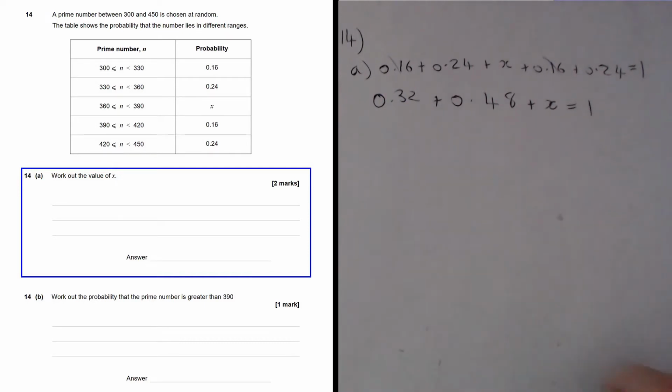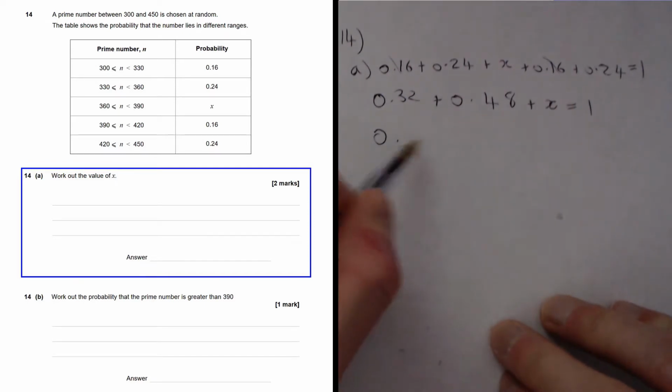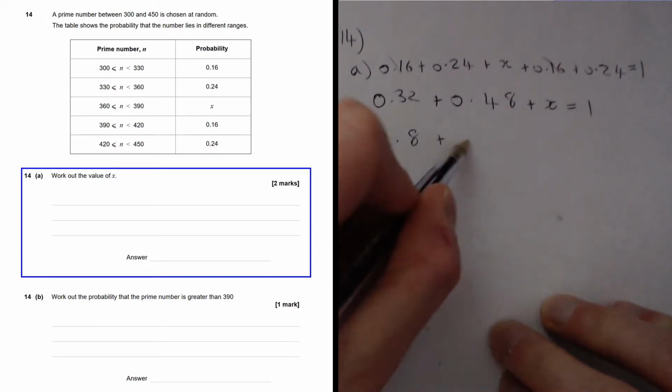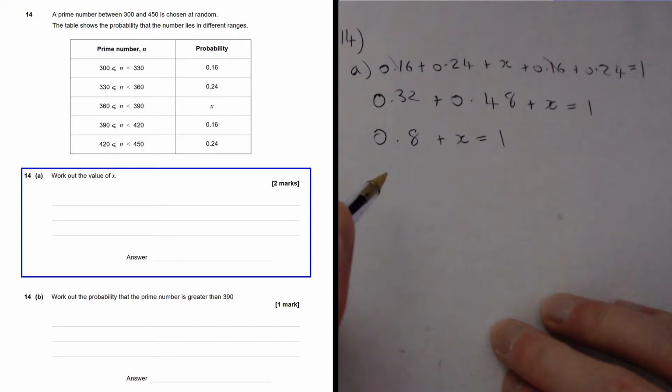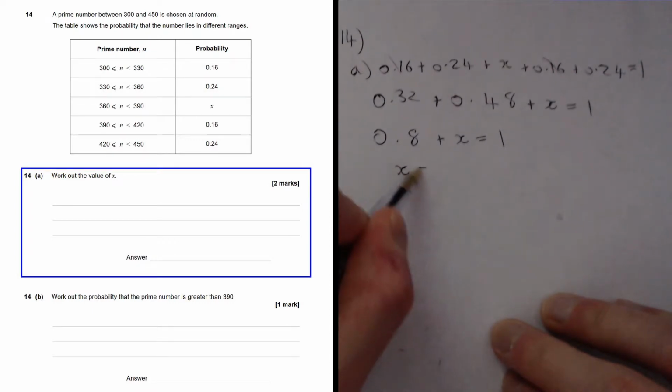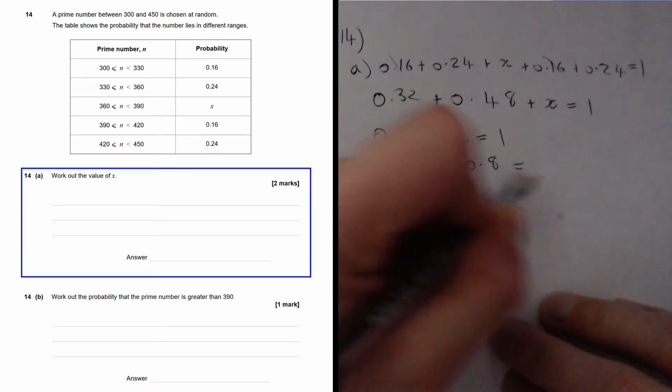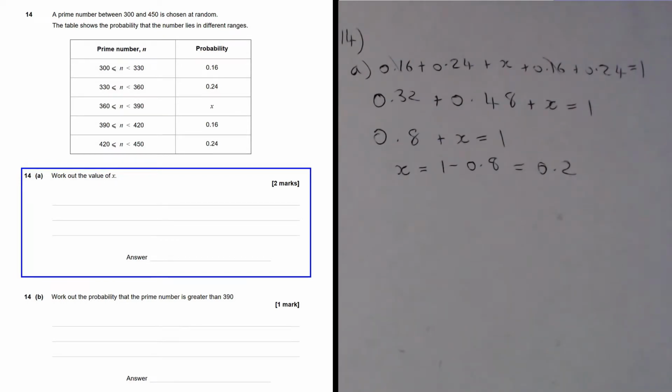If we add these two together again, we're going to get 0.8 plus x is 1. Rearranging, taking away 0.8 from both sides, we're going to get that x equals 1 minus 0.8, which is 0.2. So the probability that n is greater than or equal to 360, but strictly less than 390, is 0.2, or 20%. And that is the answer to part A.